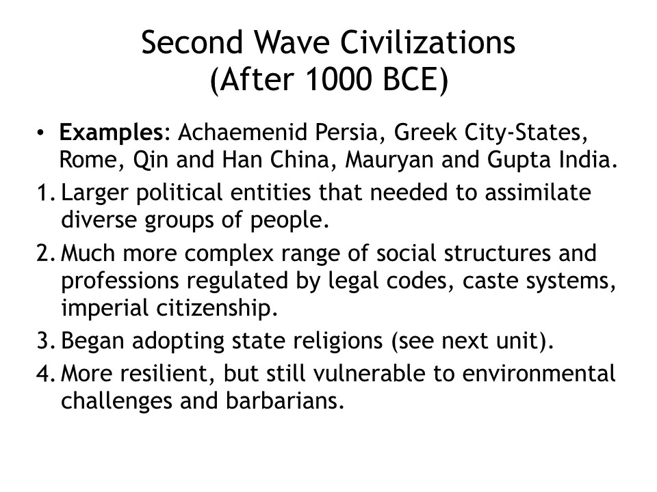And the biggest difference between the second wave and first wave civilizations is that these second wave civilizations are much larger. And in being larger, they have to assimilate much more diverse groups of people since they've incorporated all sorts of new territory and people into their empires. This required a more complex range of social structures, professions, legal codes grow more complex. You have caste systems like in India. You have this idea of imperial citizenship and certain rights that go along with that in Rome.